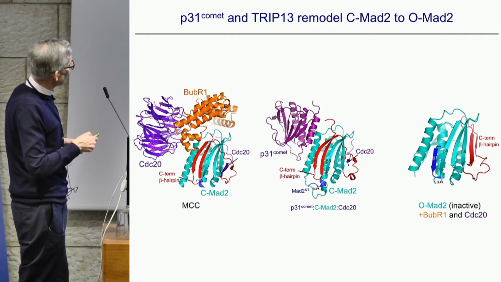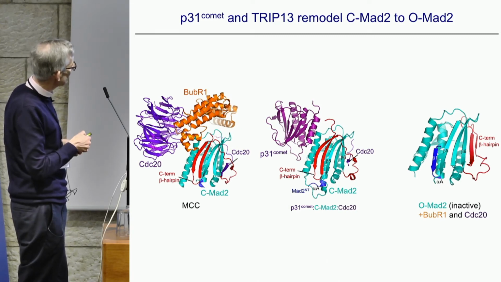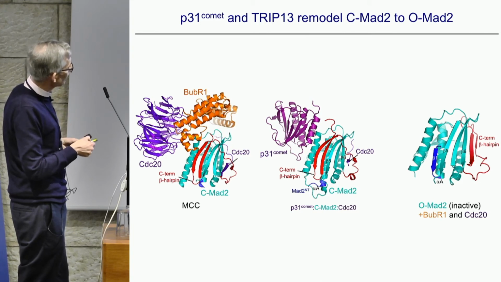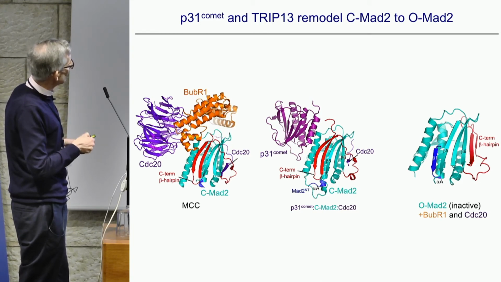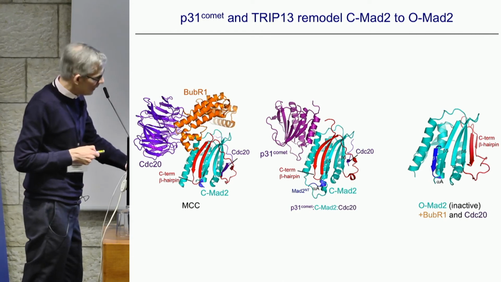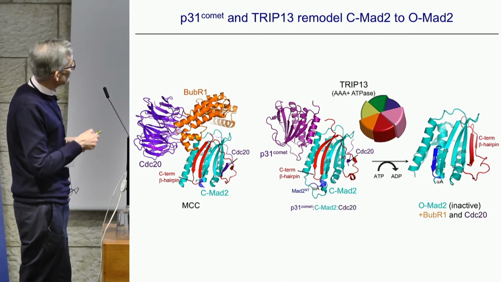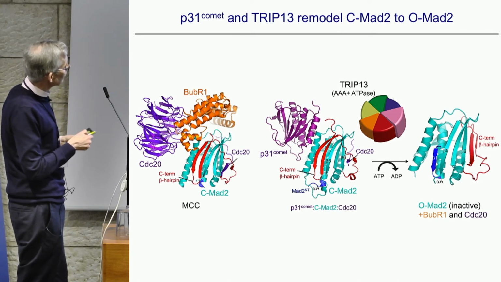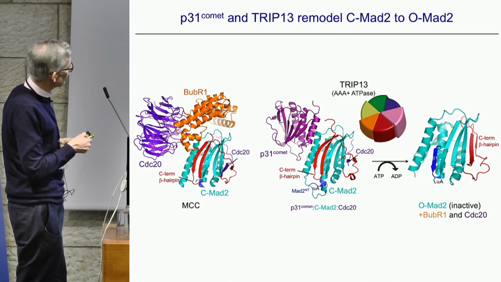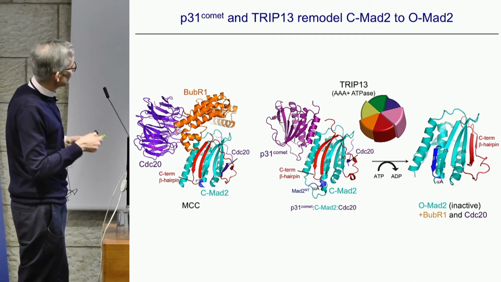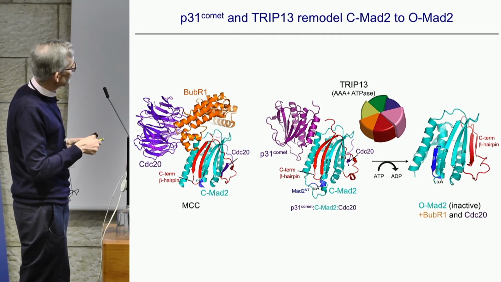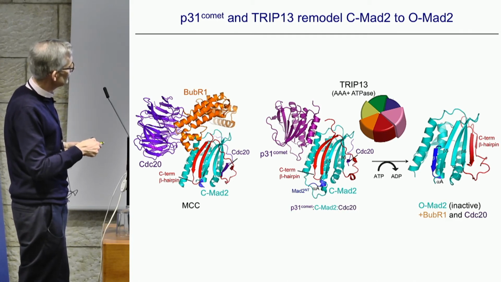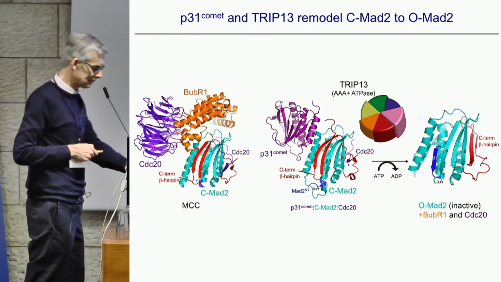The p31 comet only binds to closed MAD2, and it binds to the same site on closed MAD2 as BubR1 binds. So by binding of p31 comet to closed MAD2, BubR1 will be displaced. And this brings the complex of MAD2 still bound to CDC20 and p31 comet to TRIP13, and then by hydrolyzing ATP, TRIP13 can remodel this closed MAD2 to the open MAD2 conformation.